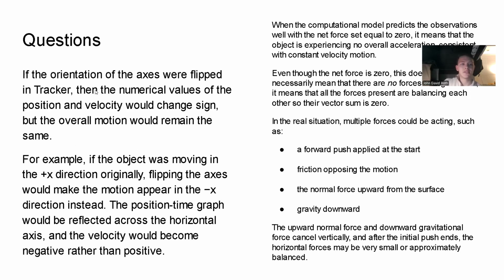So the questions we got: if the axes were flipped in the tracker, what would happen? So the numerical values of the position and velocity would change sign. This would mean that if it was moving in the x direction originally, it would move in the negative x direction. So that would make velocity, instead of being positive, negative.